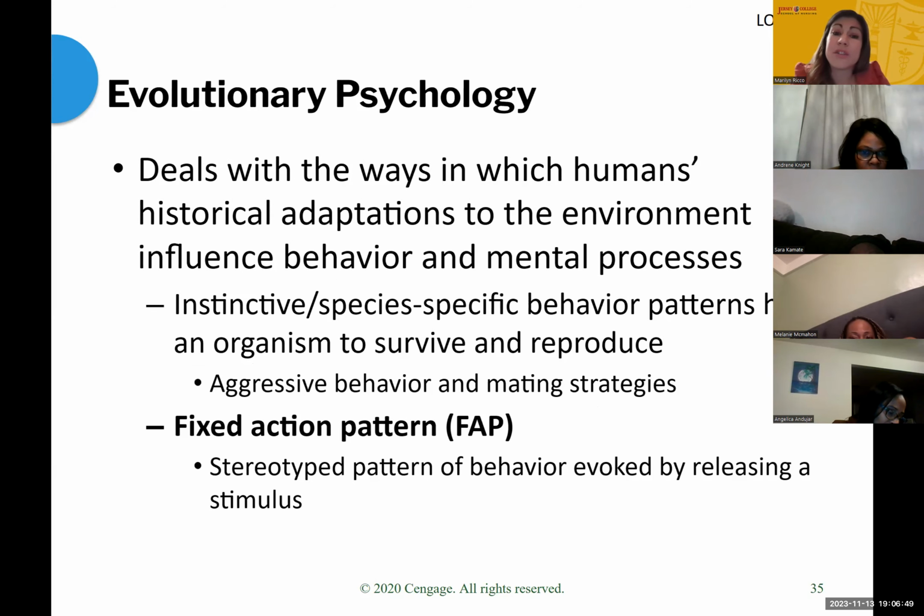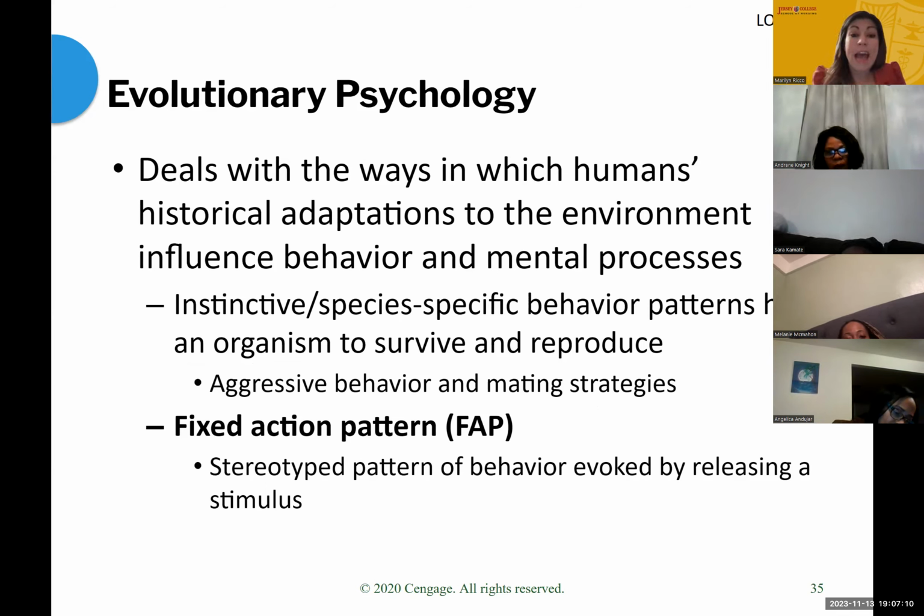Evolutionary psychology deals with the ways in which humans' historical adaptations to the environment influence behavior and mental processes. Instinctive species-specific behavior patterns help an organism to survive and reproduce. We are the organisms. When I refer to organisms, I'm talking about us as humans, right? We have adaptive instincts. So it's kind of like if someone goes to hurt you, your instinct is to push them away. You get burned, you touch something that's hot, your instinct is to back away. We have natural instincts so that we can survive.